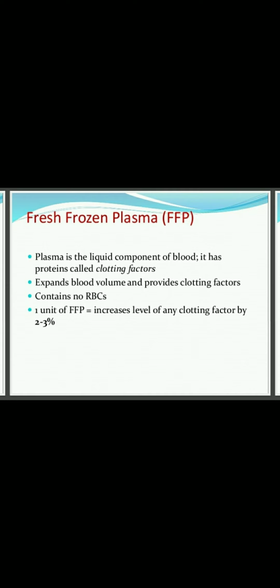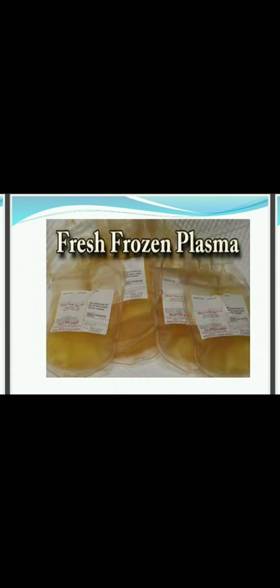Now this plasma has proteins, known as clotting factors, which help in the clotting process of the blood. This plasma has no RBC. 1 unit of this fresh frozen plasma increases the level of clotting factors. From the blood bank, we get this fresh frozen plasma according to the need of the patient. It looks creamy in color.